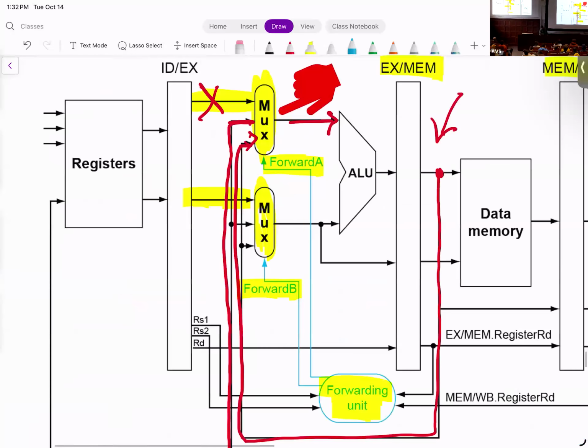So I'm basically saying that the value that is going to the ALU is not the value that I read from the register file, but it's replaced by the result of the ALU from the previous cycle. Yeah, you had a question.